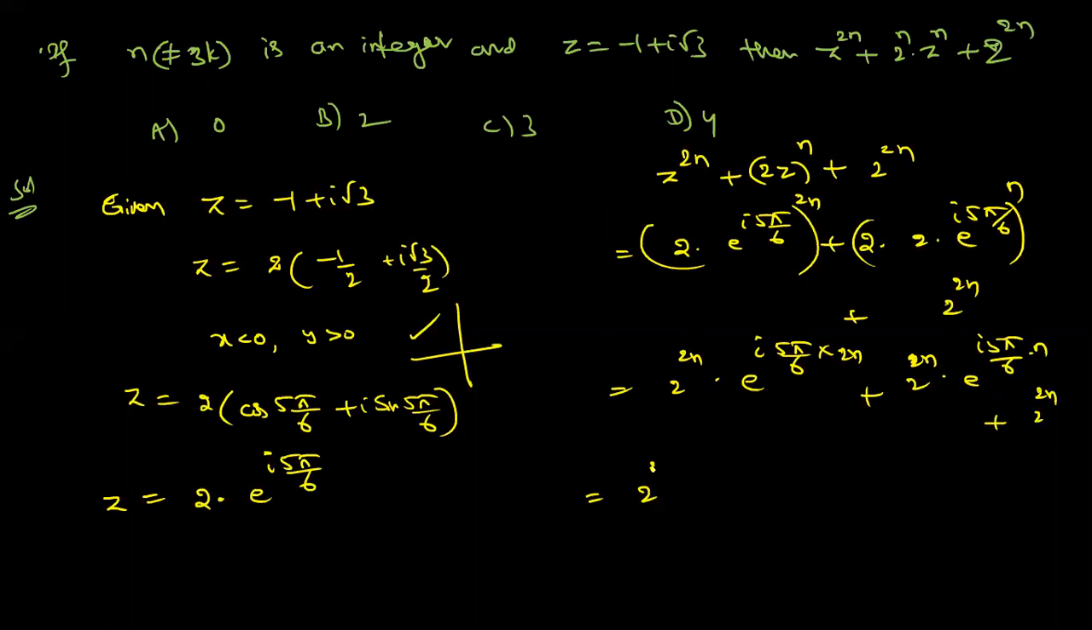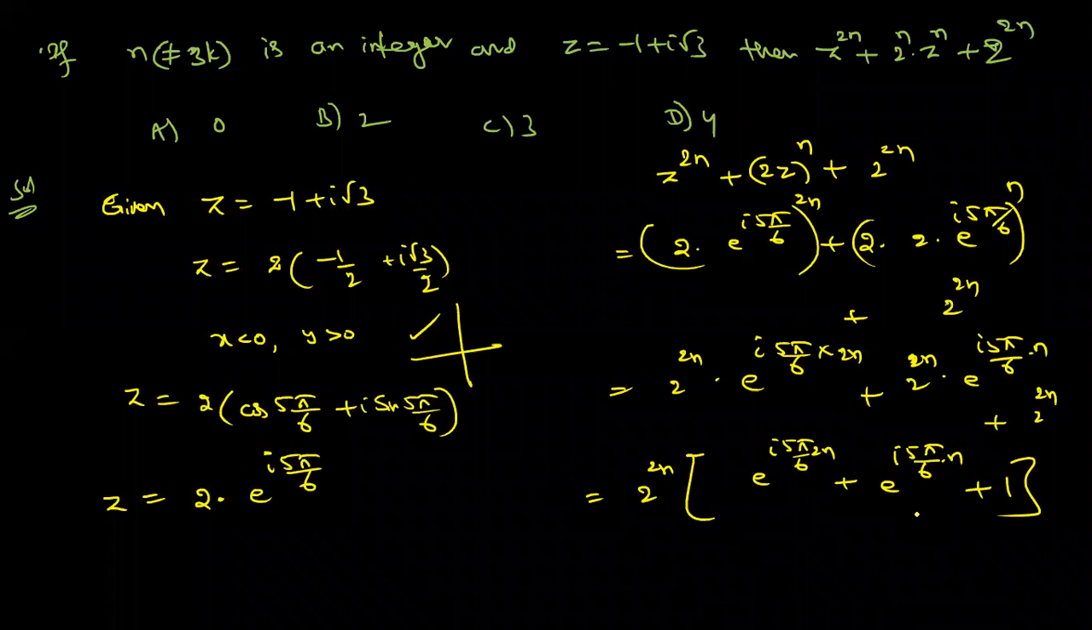Dear students, 2 power 2n is the common factor from which in every term e power i 5 pi by 6 into 2n plus, so any term is missing, let me see, 2 power n is there. Yeah, 2 power 2n, okay. So one more term is required. What is it? Let me see. What to do here?